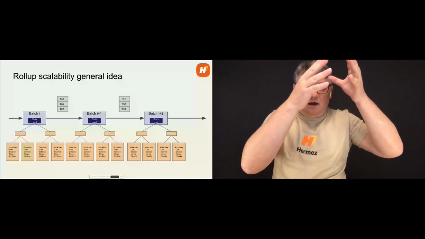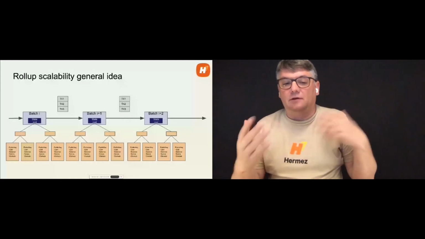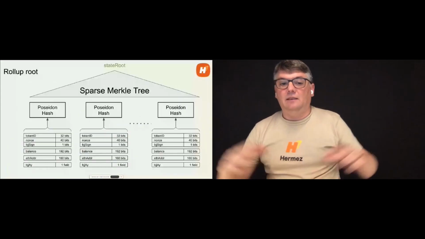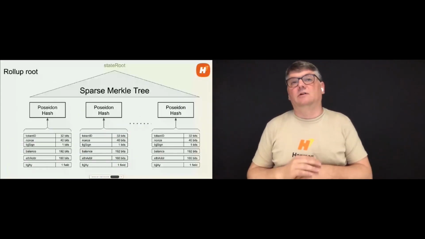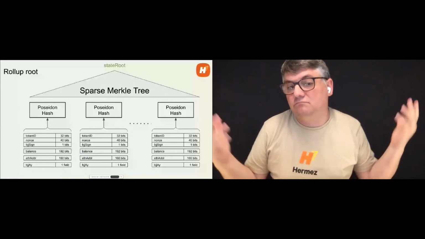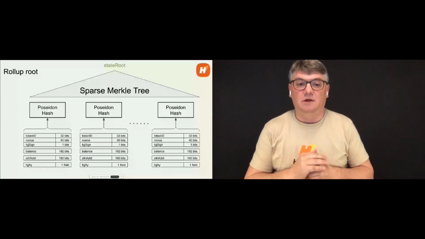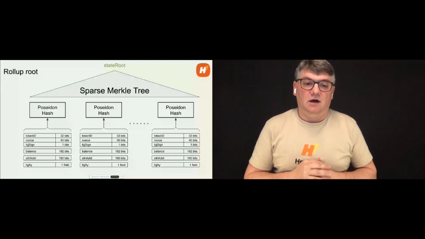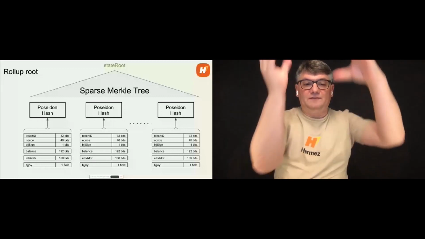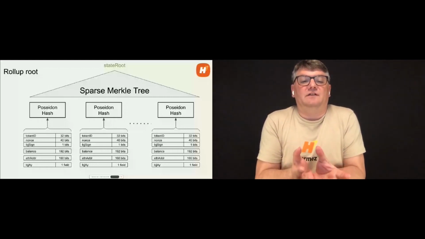Okay, so let's start going deeper. What's the state? What do we have in this state? Well, this state is mainly, as I told you, a Merkle tree. In our case, it's a sparse Merkle tree. We could use a normal Merkle tree, but we chose a sparse Merkle tree because it has some cool properties for this. But what do we have in each leaf?